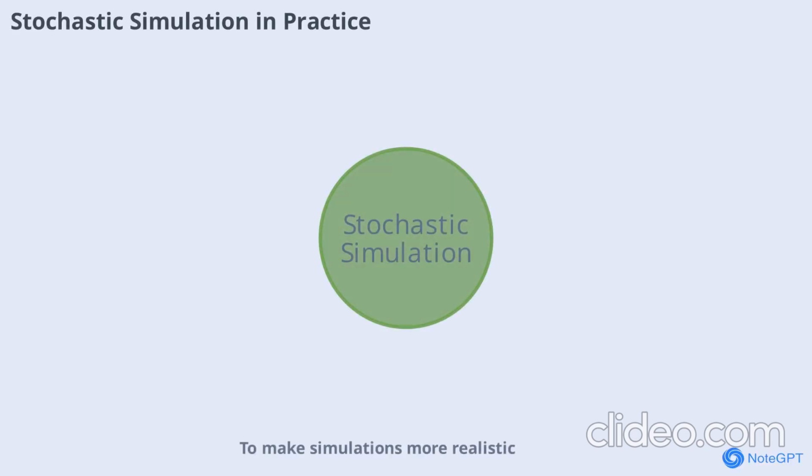To make simulations more realistic, stochastic elements, random fluctuations, are added to the equations. This reflects the unpredictability of real-world systems, from quantum events to social dynamics.